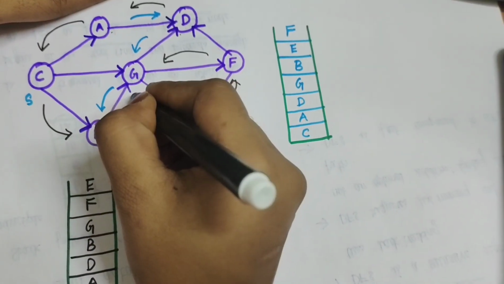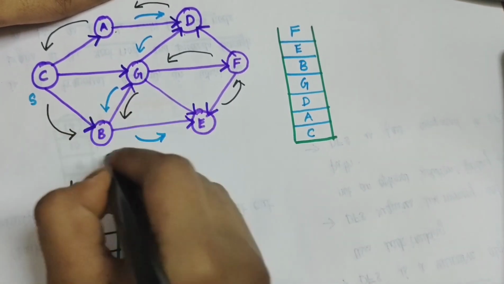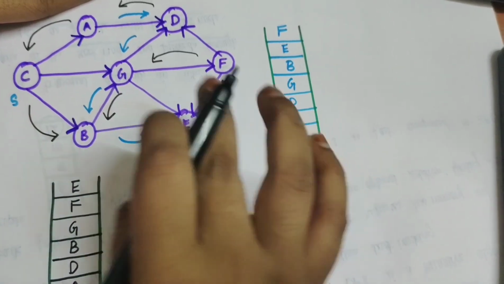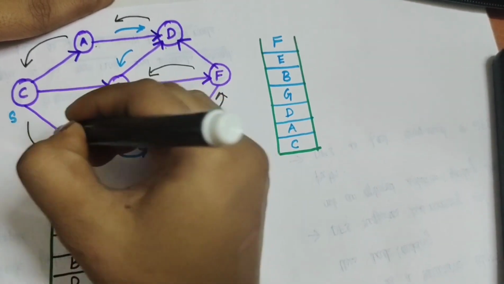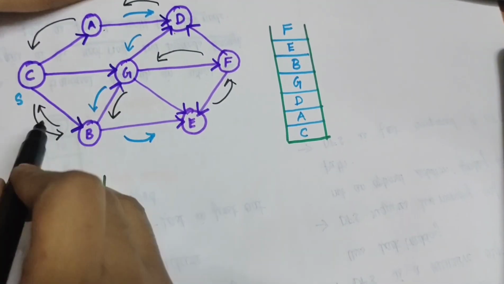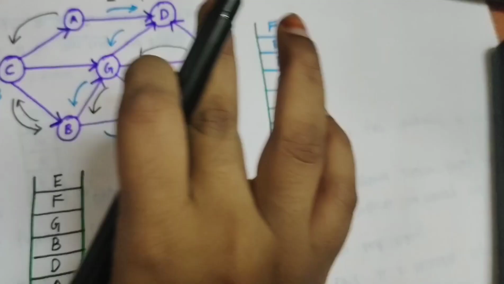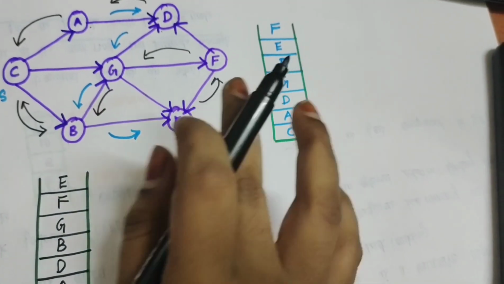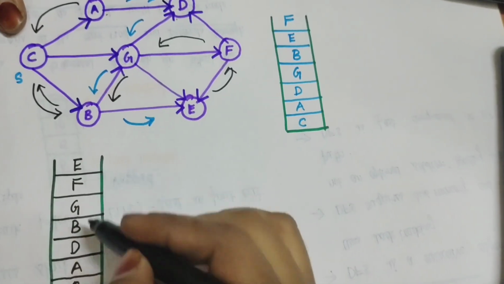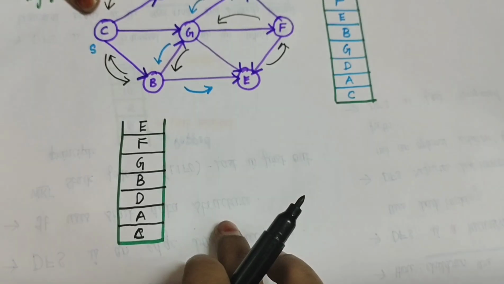So again we'll backtrack from G to B. And again we'll check for B if there are any adjacent vertices, and there are not any other adjacent vertices. So again we'll backtrack from B to C. So once we have finally reached the starting node and find that there are not any other adjacent nodes, we finally stop here. And this is our final DFS traversal.